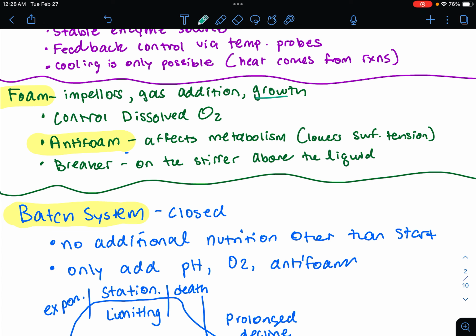You're going to use antifoam to lower the surface tension. Or you could use a foam breaker, which is a mechanical object mounted onto the stirrer above the liquid.